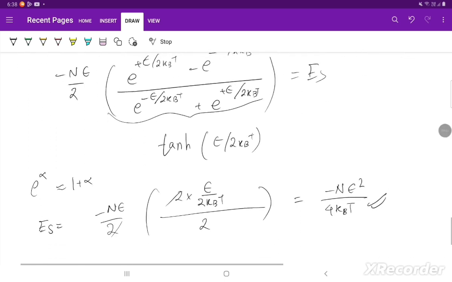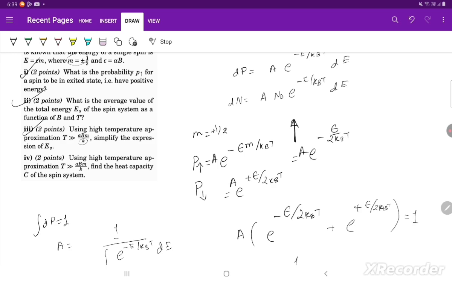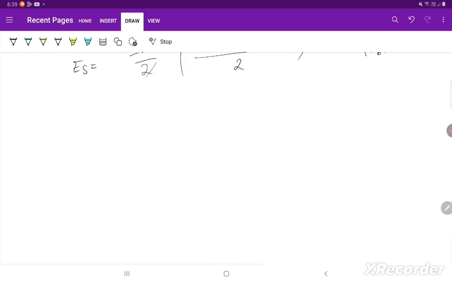Next, it's asking to find the heat capacity of the spin system. If it had asked about specific heat capacity, then it would be 1 by mass times all those. But here it's asking about heat capacity rather. Heat capacity is given as dU by dT, and specific heat capacity is given as S equals dU by m dT, whereas molar heat capacity C molar is given as dU by n dT, where n is N by N_A, and N is the number of molecules.